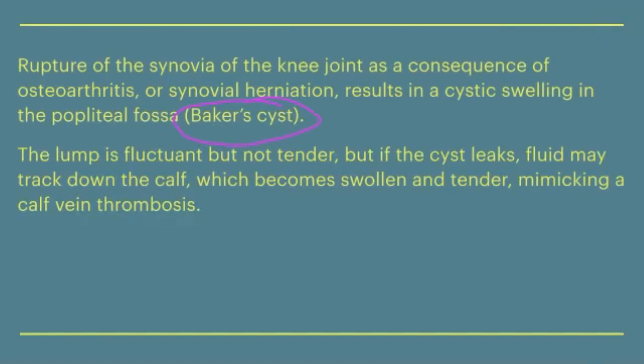So when the synovium of the knee joint ruptures as a consequence of anything, synovial herniation, osteoarthritis, or whatever it may be, the rupture of the synovial joint cavity into the popliteal fossa is called a Baker's cyst, because it looks like a cyst when we look from the back of the knee. The lump is fluctuant but not tender. This is very important. No tenderness.